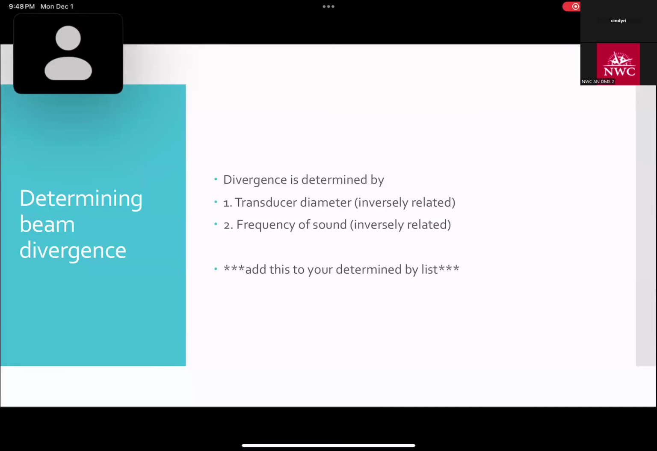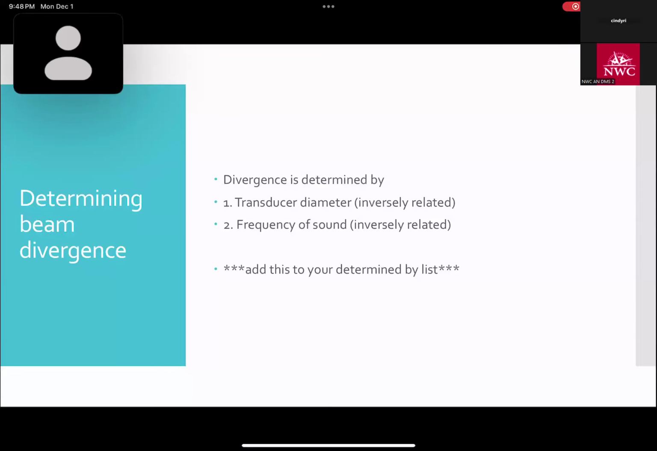The two factors that determine beam divergence are transducer diameter and the frequency of sound. And both of these are inversely related to beam divergence. So you're going to add this to your list. All of those determining factors on the list that we've been accumulating are something that you just have to memorize. Some of them are pretty easy to memorize and make sense.